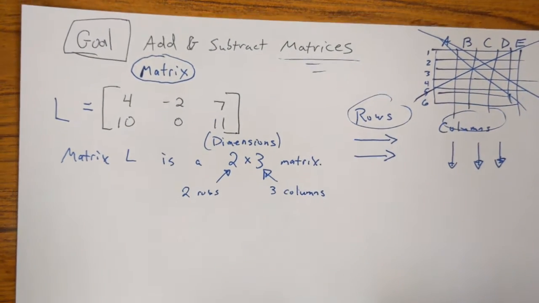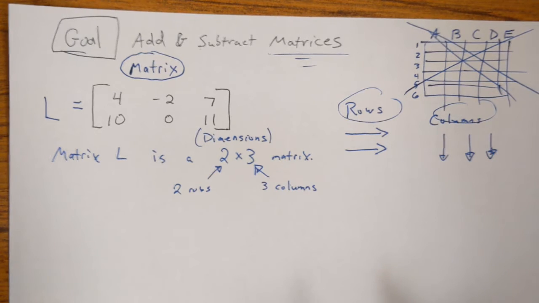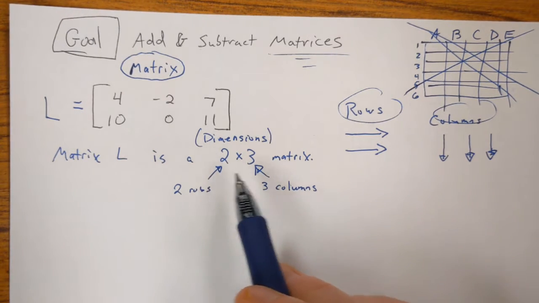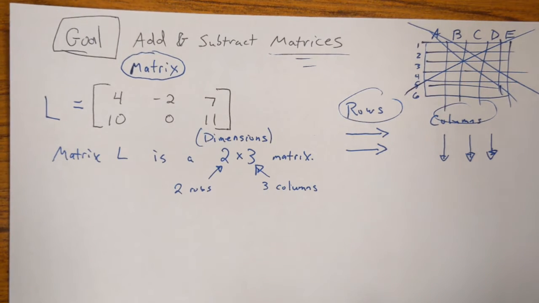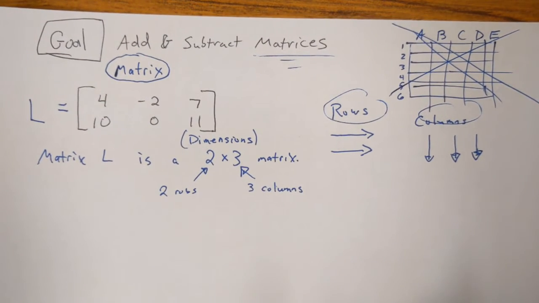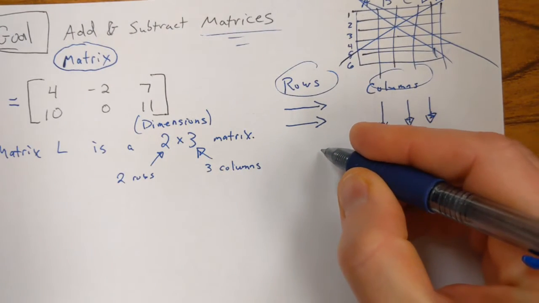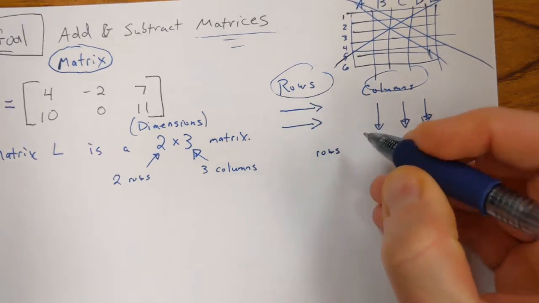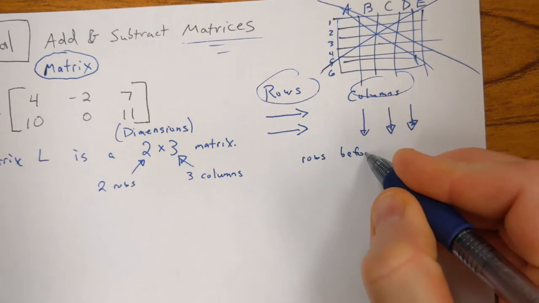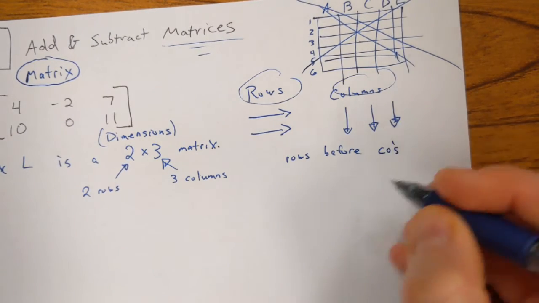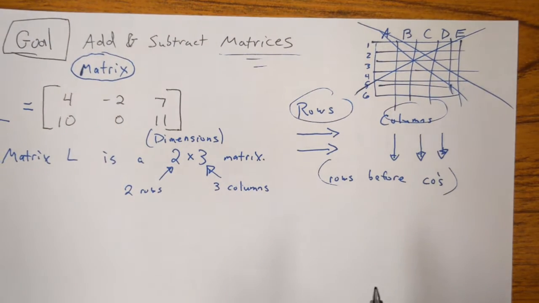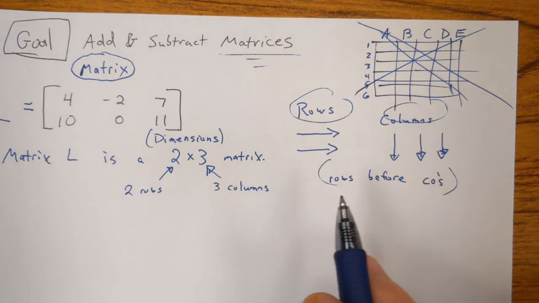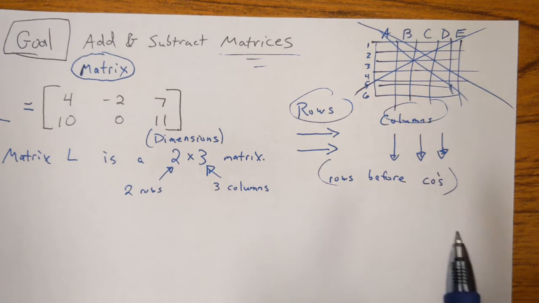A general rule when you're working with matrices is that the order does matter. A 2 by 3 is a lot different than a 3 by 2. The general rule is that the rows come before the columns. I have one of the stupidest ways ever to remember this. Rows before co's. I know that's stupid, but that's something I have said over the years, and students remember it. Rows before co's, meaning rows before columns.